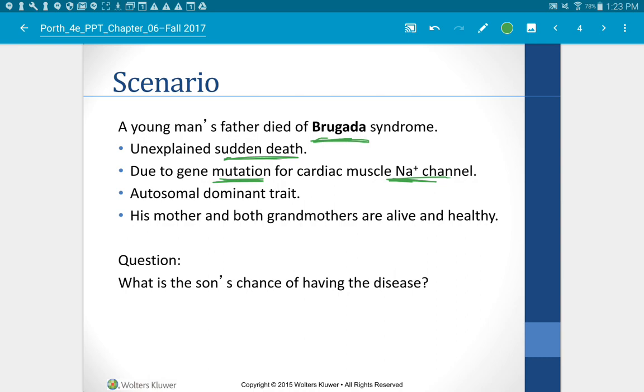So in other words, the electrical system of the heart normally allows for a depolarization wave to spread throughout all the cardiac muscle. That system is basically fundamentally set up to all of a sudden break at some point. And here's the reason why. They have a genetic mutation in the sodium channel. Autosomal dominant. His mother and both grandmothers are alive and healthy. What's the son's chance of having the disease?